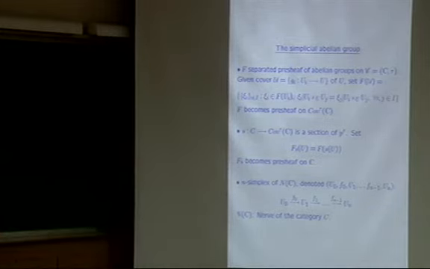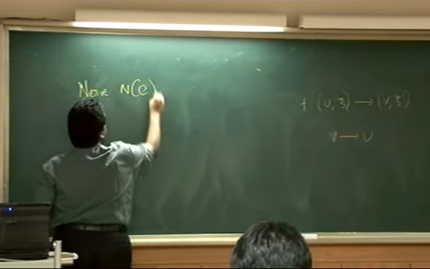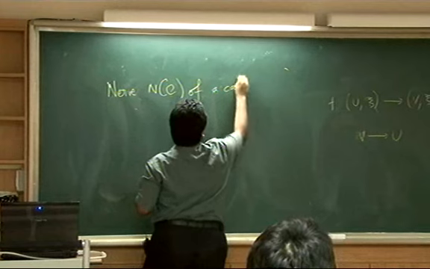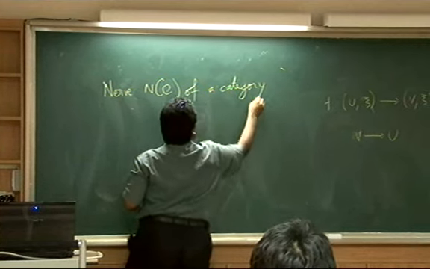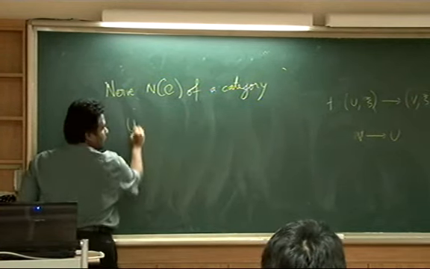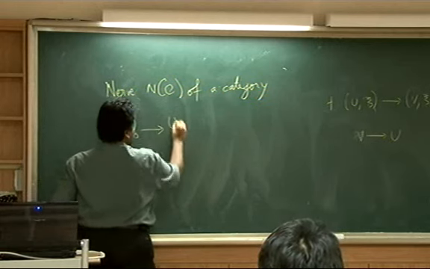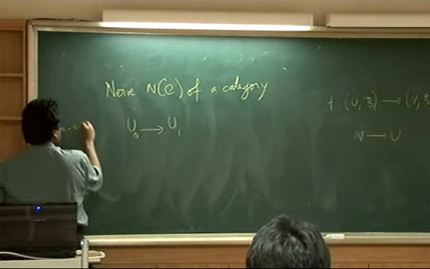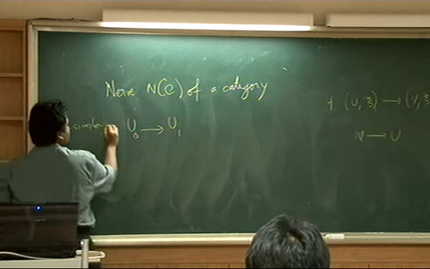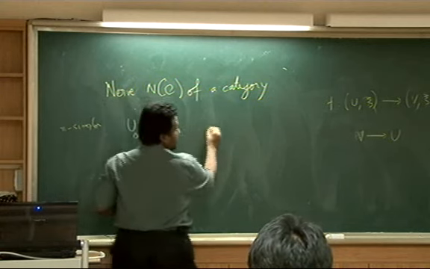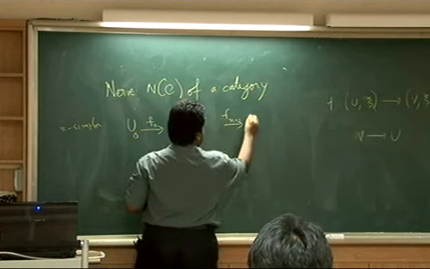And now, as you might remember, the nerve of a category is a simplicial set which looks like this. So the nerve in C of a category consists of these simplicial objects. So an n simplex here looks like U_0 to U_{n-1} to U_n.